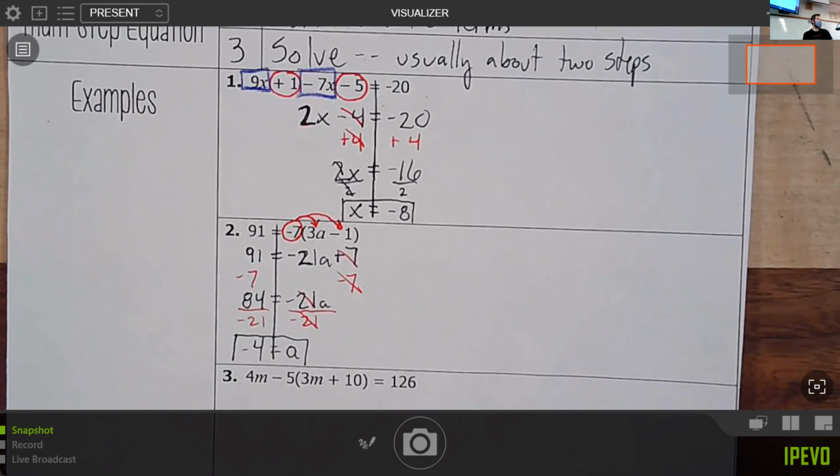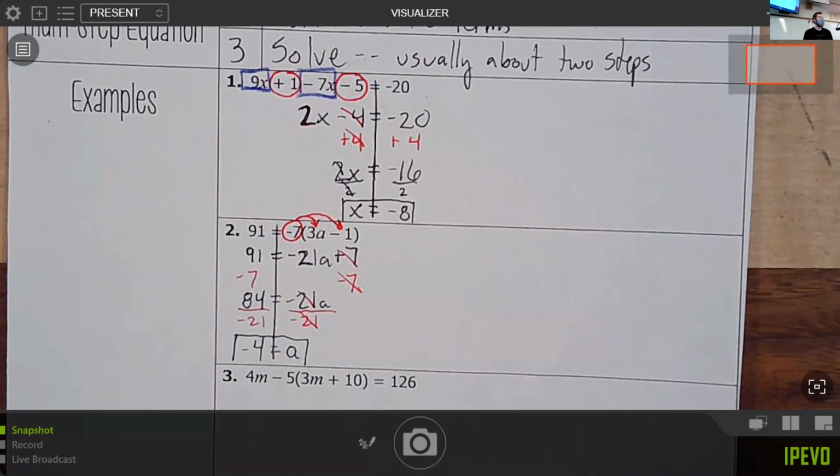Example number 3. Again, if you have questions, raise your hand. If something is like, hey, why did we do that when we did that? Please ask. I'm happy to go back through whatever we need to make sure that this is making sense. Otherwise, we'll take a look at number 3.